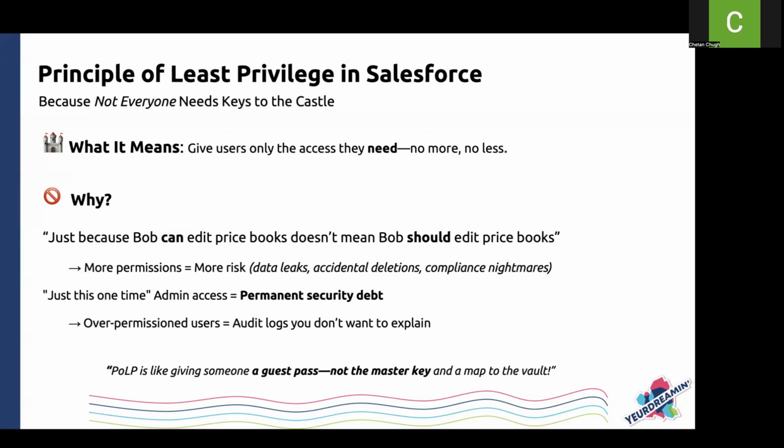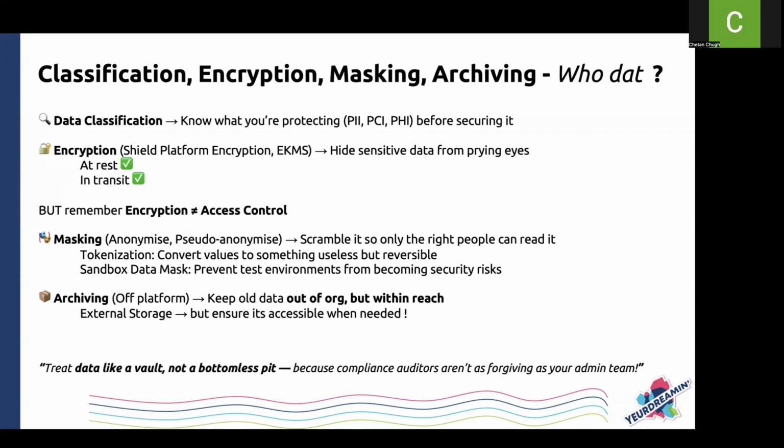And so, think of principle of least privilege as giving somebody a guest pass and not the master key, because the more so-called admin users you have, the more explanation you would have to do in terms of your audit reports. So what else can you do, besides applying the principle of least privilege?